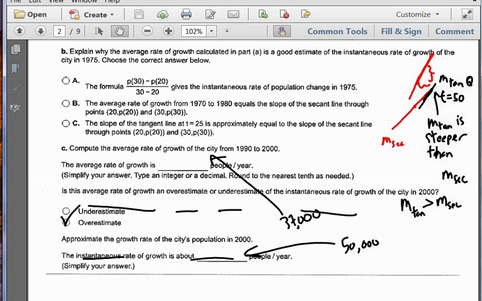Thanks for watching. What we did is we looked at instantaneous rate of change and the average rate of change and how those relate to the secant lines and the tangent lines.